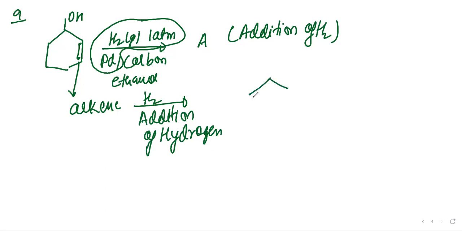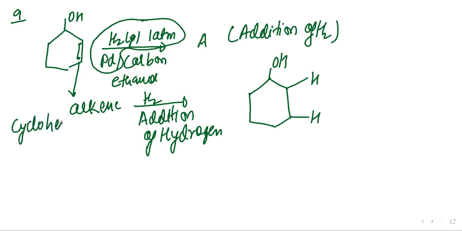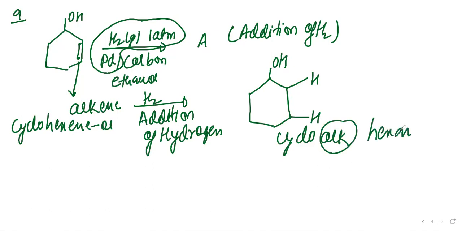So what will happen now? One H added here and one H added here, right? So this is hexenol, right? So this is converted into cycloalkane. Yeah, hexane. I will write a hexane. 6 carbons are there now. Hexane alcohol. So the double bond is converted into a single bond. Asked in 2016.